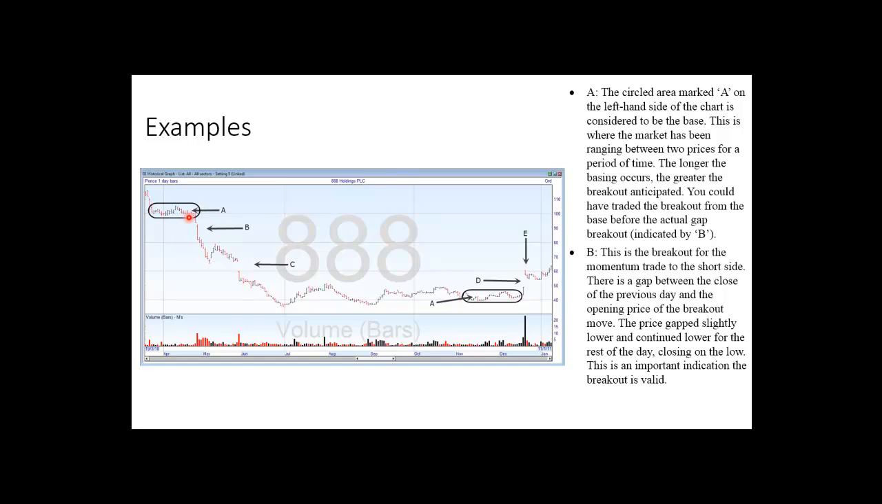The longer the basing occurs, the greater the breakout anticipated. You could have traded the breakout from the base before the actual gap breakout indicated by B.